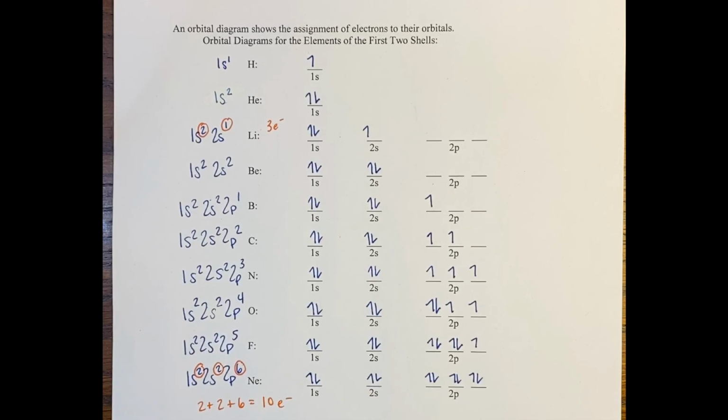You should be able to write an electron configuration for all of the elements in the first 3 periods of the periodic table.